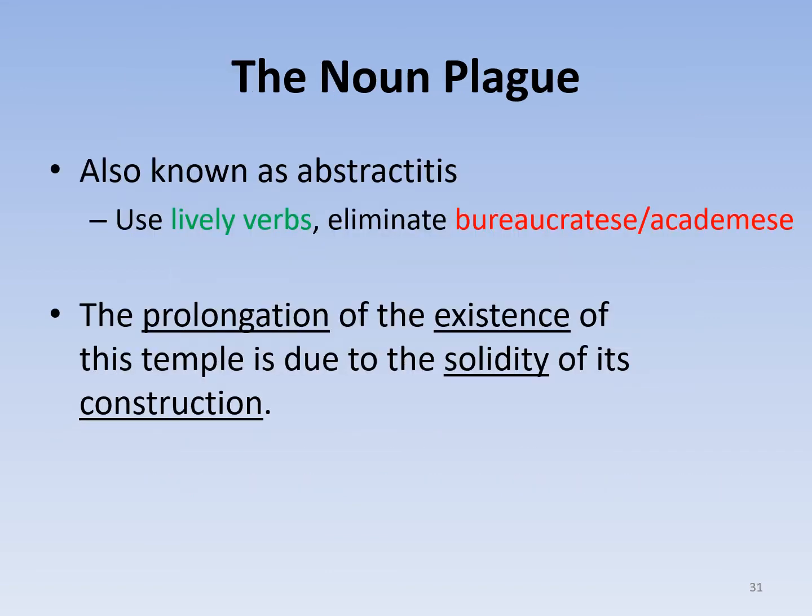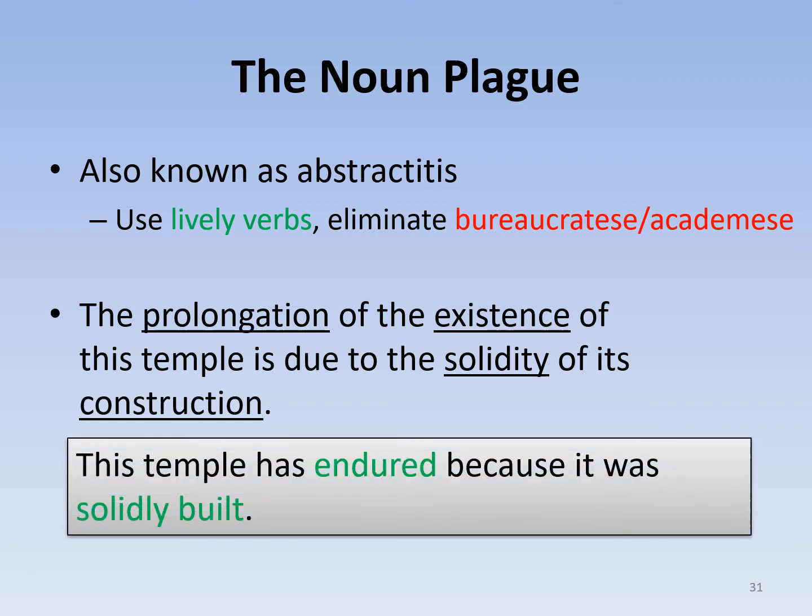And there is another common problem called the nonce plague. For example, for this sentence, what does it mean? If you read it, the prolongation of the existence of this temple is due to the solidity of its construction. I think maybe some students might write things like this in the thesis to show that, oh, I understand a lot. But in fact, he is saying nothing more than the temple has endured because it was solidly built. Like, it was very well built.